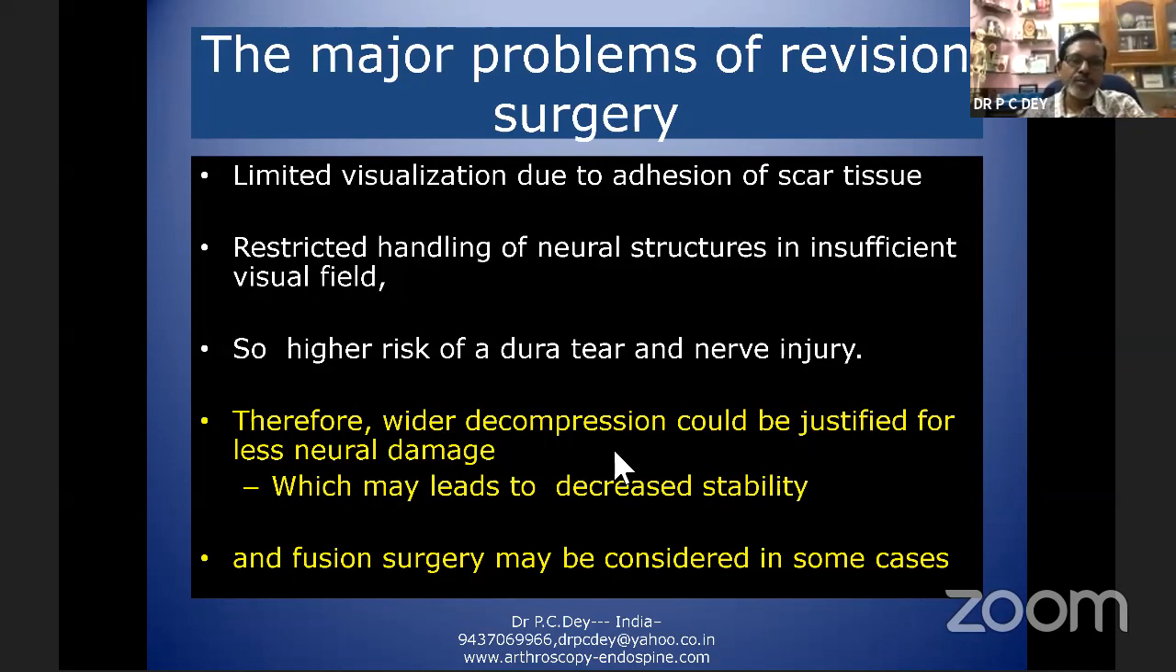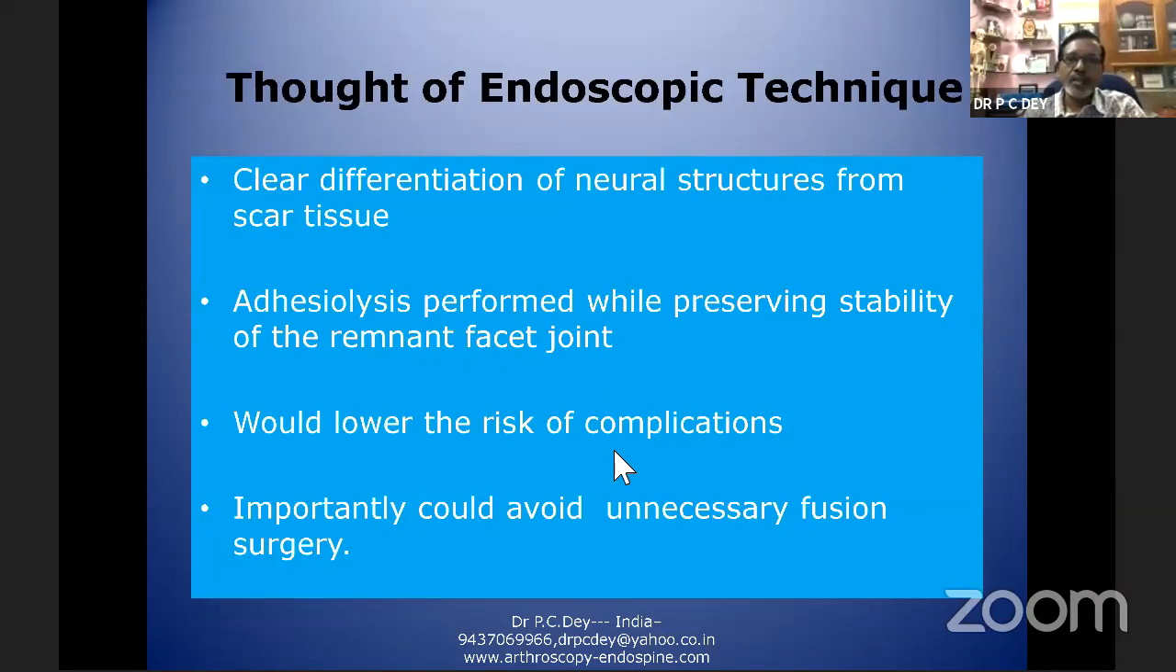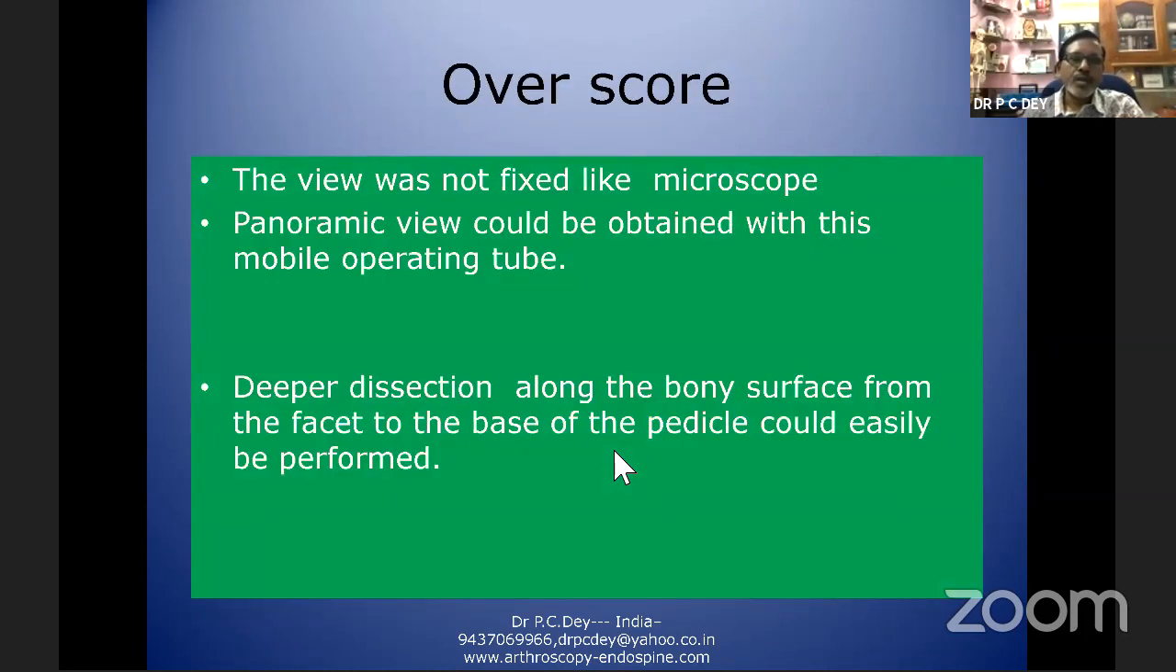But at the same time, you have to compromise stability, and it may lead to fixation or fusion being necessary. So we thought of the endoscopic technique: clear differentiation of the neural structure from scar tissue, with adhesiolysis performed while preserving stability and the remnant facet joint, would lower the risk of complication. And importantly, we would avoid unnecessary fusion surgery. The view is not like microscopic, it is like a panoramic view, so we can see all corners at the same time.